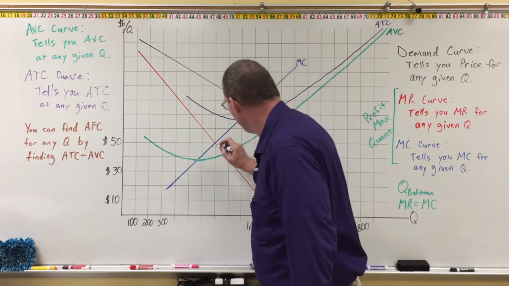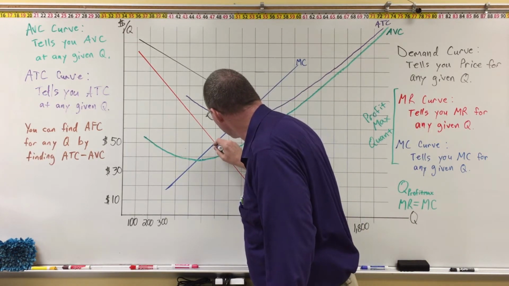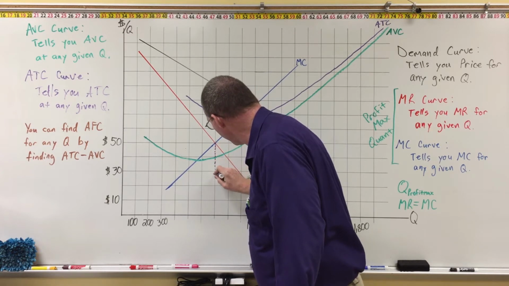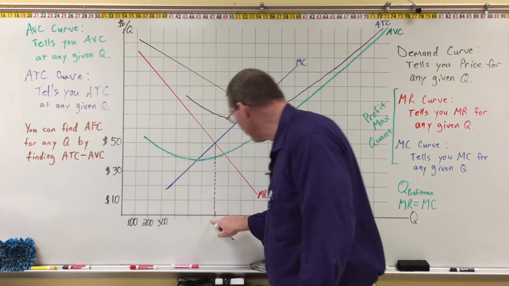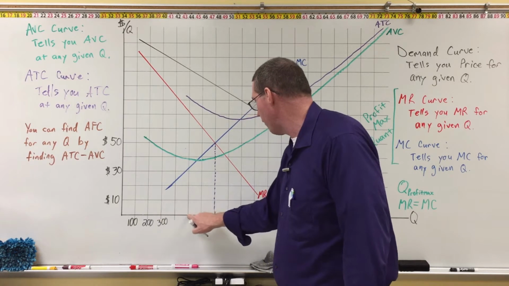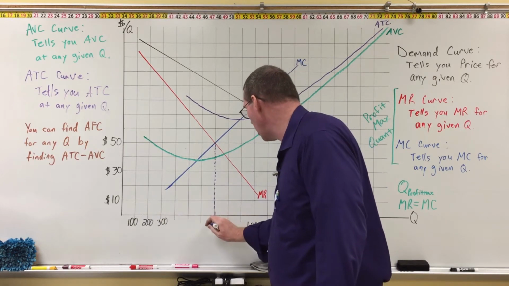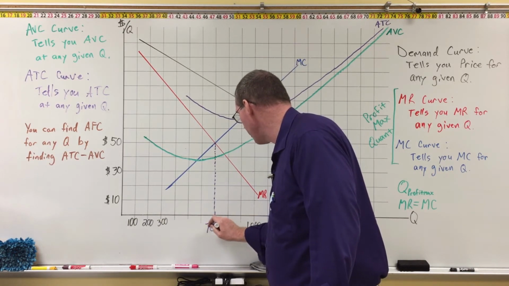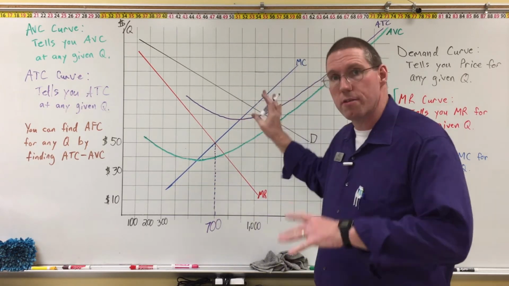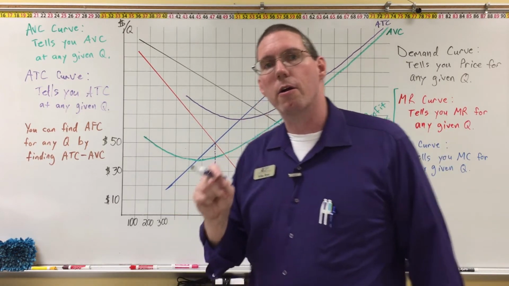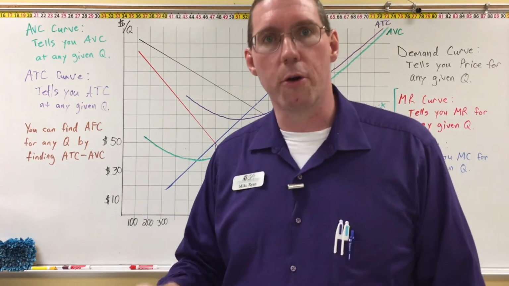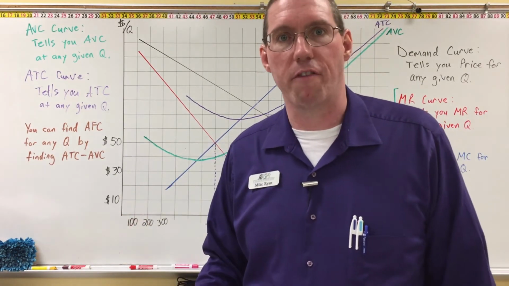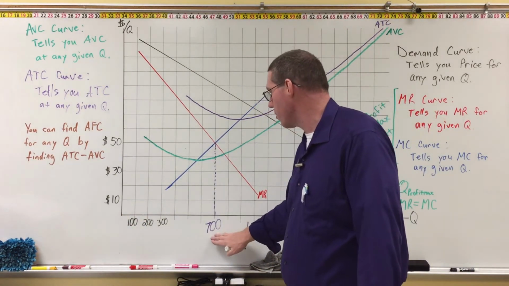So here's what I'm going to do. I'm going to go to this intersection here, and I'm going to put a little dotted line down here. We're going all the way down here, and then we're going to count over. This is 300, 400, 500, 600, 700. And so here's what I'm telling you: for this particular company in this situation, the quantity that they should produce to maximize their profit is 700 units.